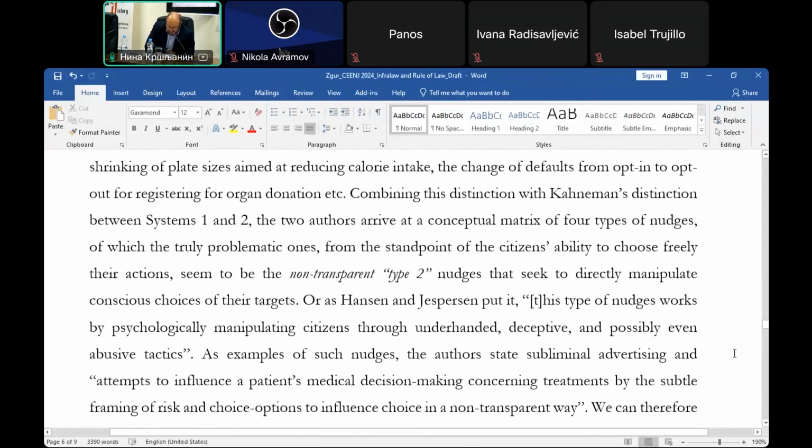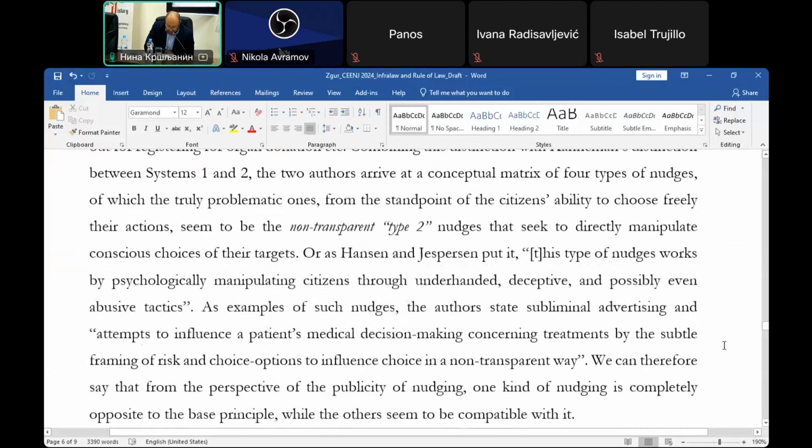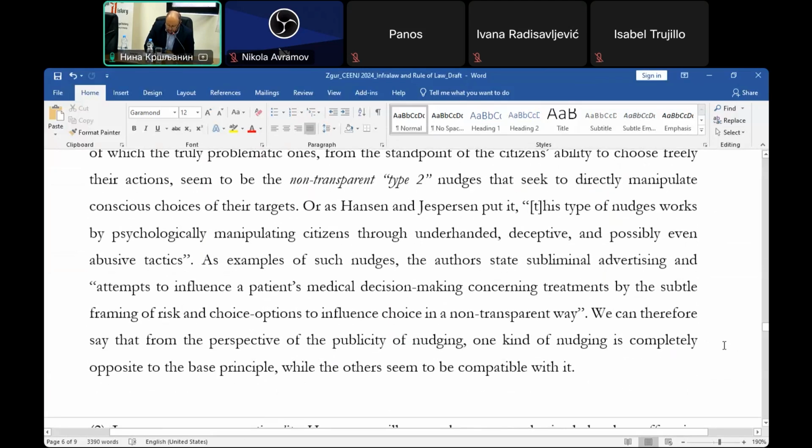Now, combining this distinction with Kahneman's distinction between system 1 and system 2, the two authors arrive at a conceptual matrix of 4 types of nudges, of which the truly problematic ones, from the standpoint of the citizen's ability to choose freely their actions, seems to be the non-transparent type 2 nudge that seeks to directly manipulate conscious choices of their targets. Or as the two authors put it, this type of nudge works by psychologically manipulating citizens through underhanded, deceptive, and possibly even abusive tactics.